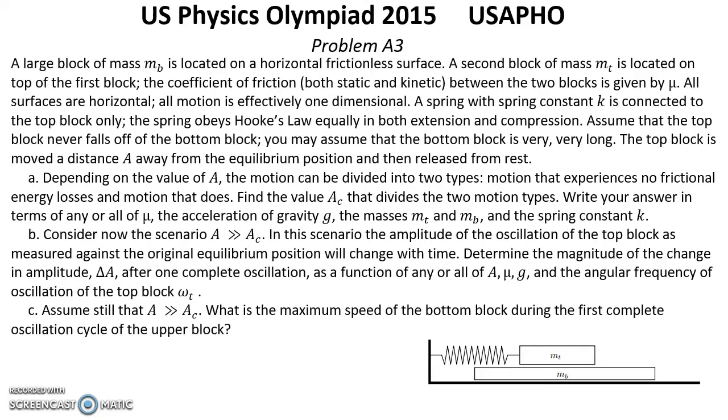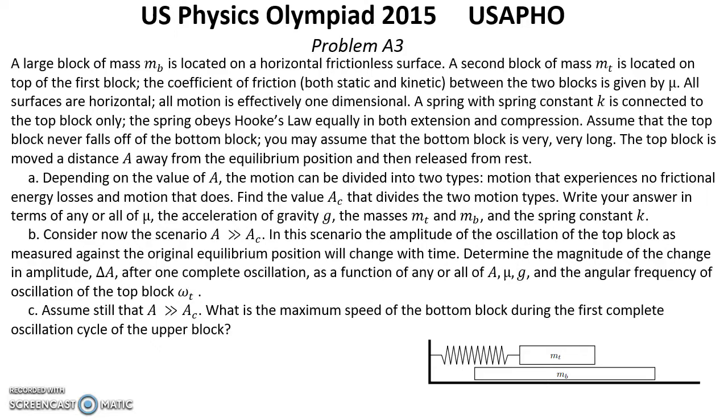A spring with the spring constant K is connected to the top block only. The spring obeys Hooke's law equally in both extension and compression. Assume that the top block never falls off of the bottom block. You may assume that the bottom block is very long. The top block is moved a distance A away from the equilibrium position and then released from rest.